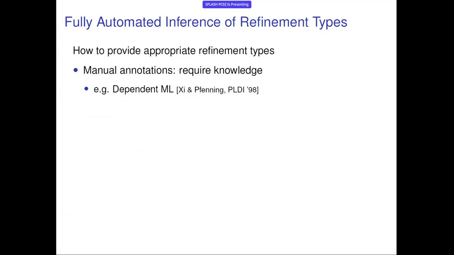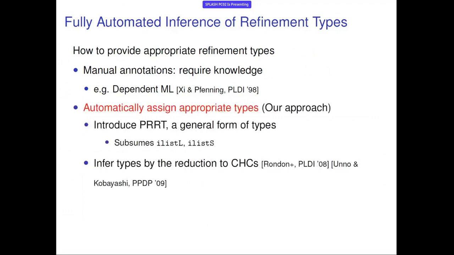However, the appropriate refinement types vary from program to program. So we have to find and provide appropriate refinement types. But how can we do that? One approach is to manually declare and annotate the appropriate refinement types. However, this depends on the knowledge of programmers or those who want to verify the program. So we take another approach, in which the verifier automatically assigns appropriate types.